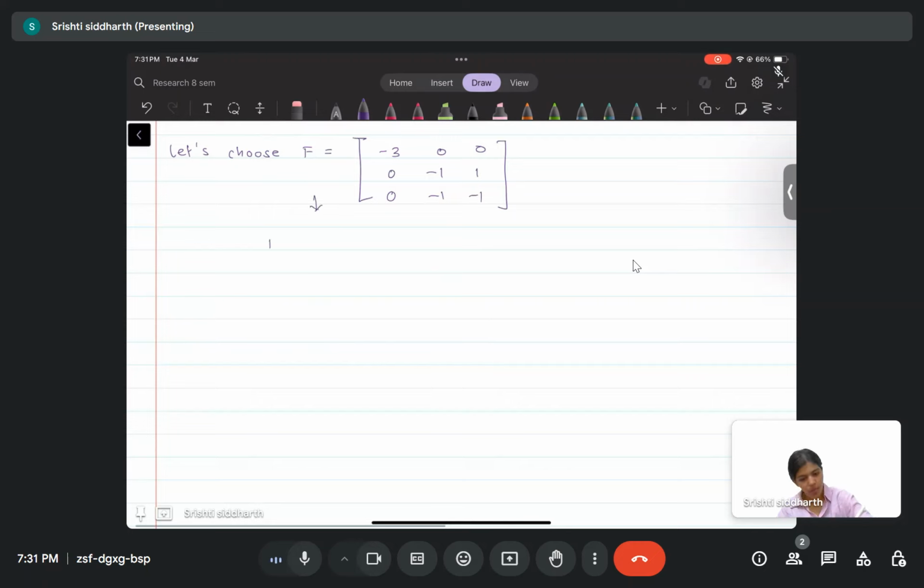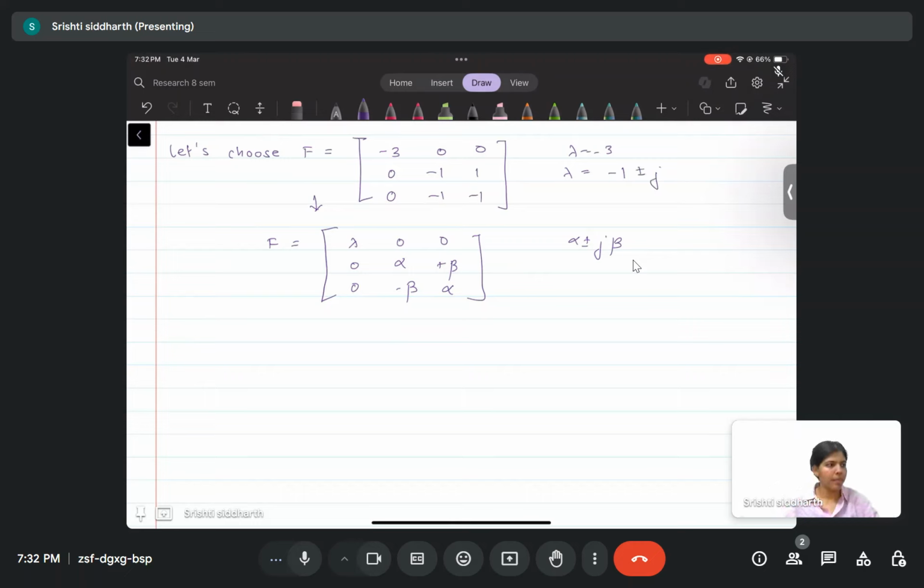So this is from, let's say, some lambda, and then let's say some complex conjugate pair. So for that, alpha plus minus j beta. The block looks like alpha, beta, minus beta, and alpha. So one of the eigenvalues is at -3, and the complex conjugate pair is at -1 plus minus j. So you can notice that this is also the desired eigenvalue, one of the pair of desired eigenvalues lambda b.